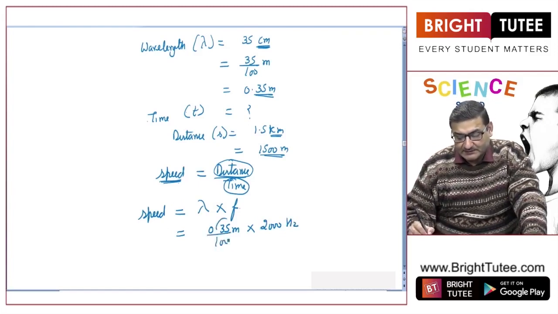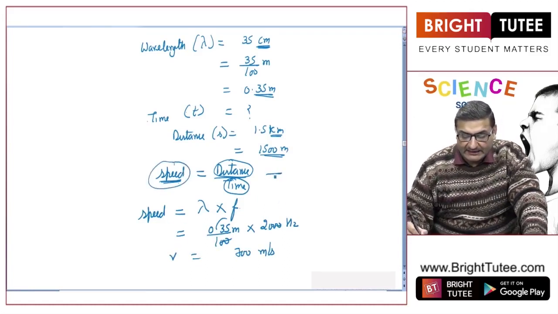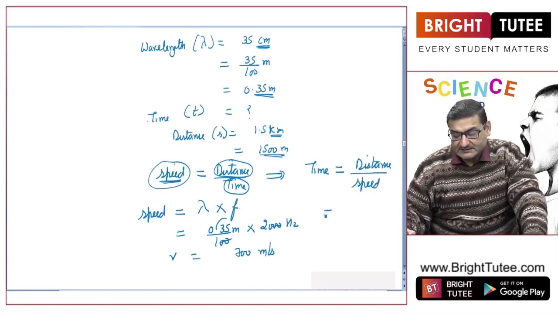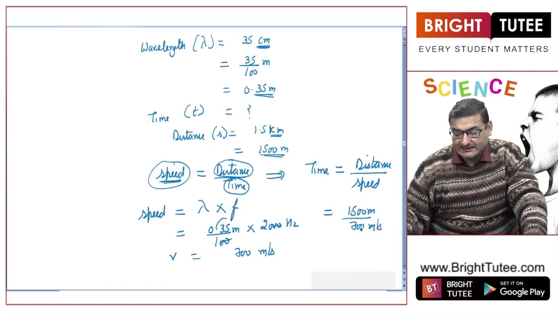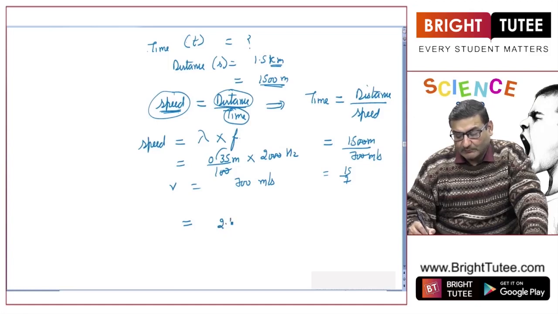Calculating it, removing the decimal, it will come out to be 700 meter per second. This is the speed. Now I can put the value of speed in this formula and I can relate that time taken by the wave will be equal to distance upon speed. Distance is given to me to be how much? 1500 meters. Speed is 700 meter per second. Cancelling these two zeros, I will get 15 by 7, or just calculating it further, I will get 2.1.